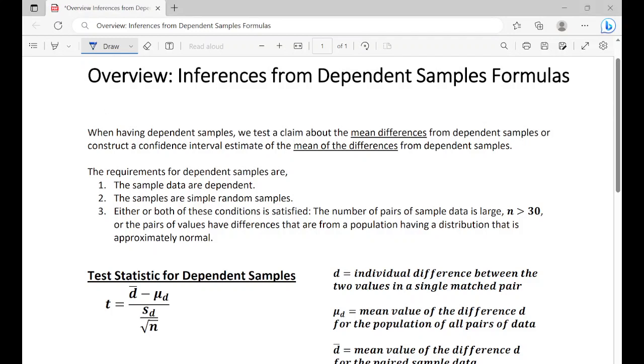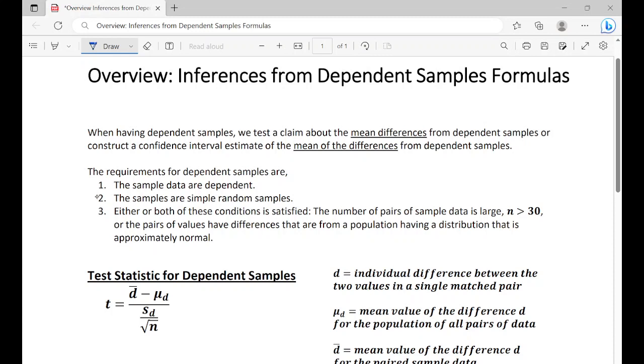Here we're going to do an overview of the inferences from dependent samples and their formulas. When having dependent samples, we test a claim about the mean differences from dependent samples, or we construct a confidence interval estimate of the mean of the differences from the dependent samples. And there are a couple of requirements for dependent samples.